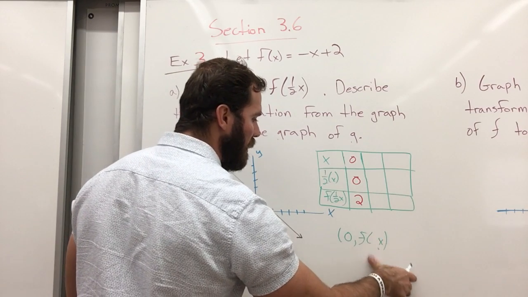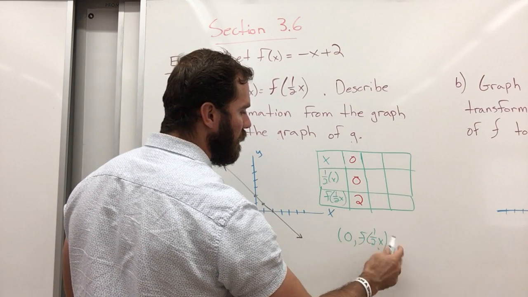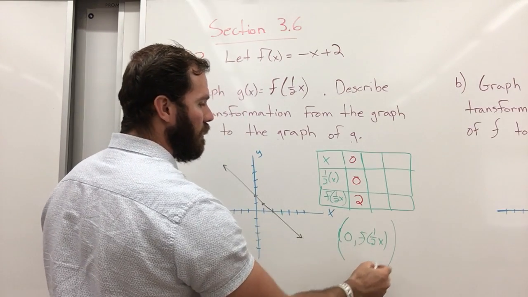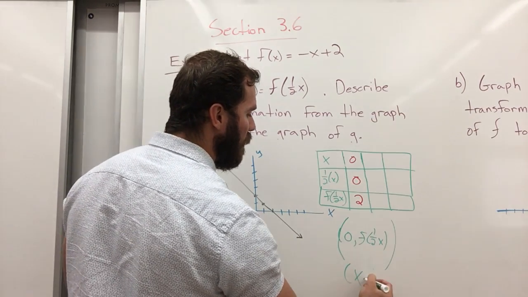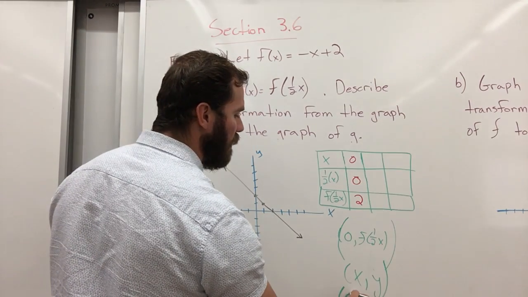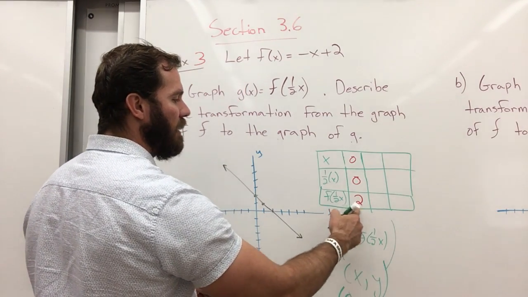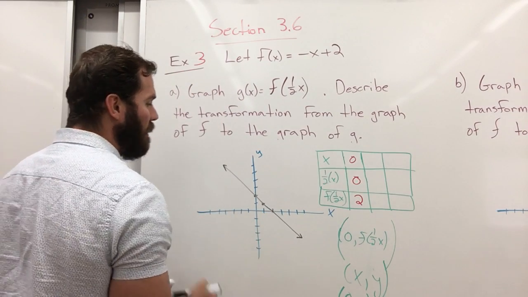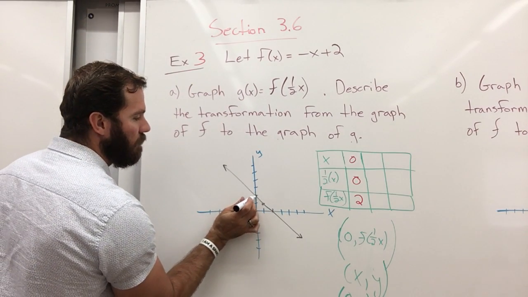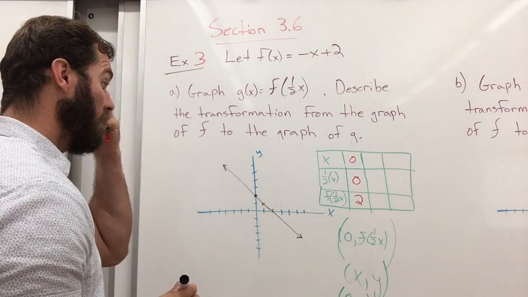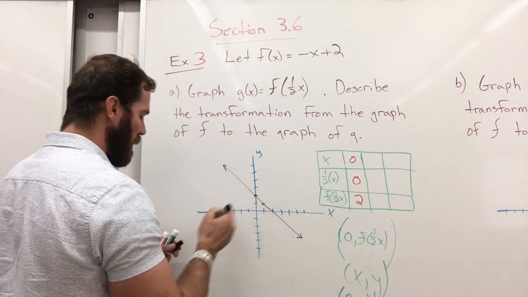Whoa, let's try that again. Okay. What's that look like? That looks like x comma y. So when x is 0, what is f of 1/2 x? 2. And that's that same spot right there. Boom. Okay? So we still have the same spot.